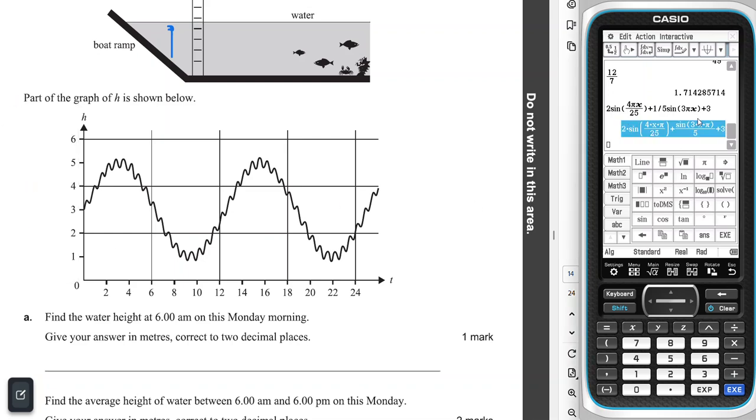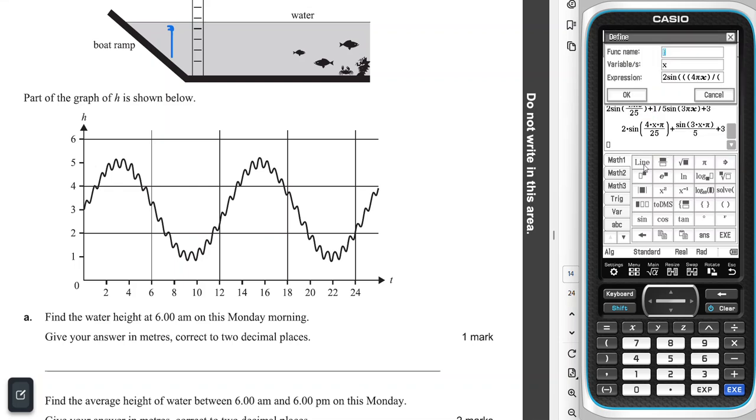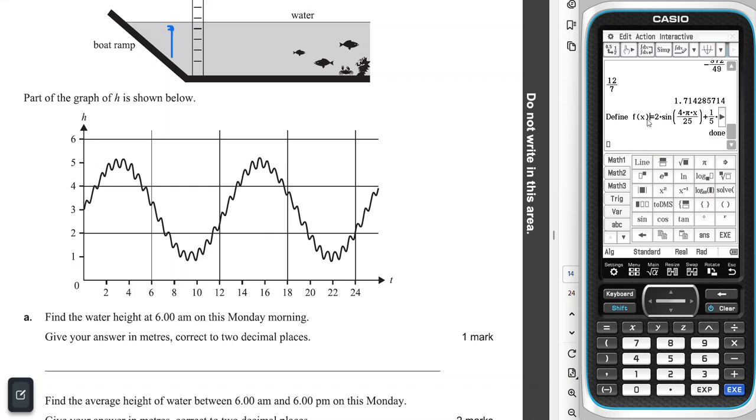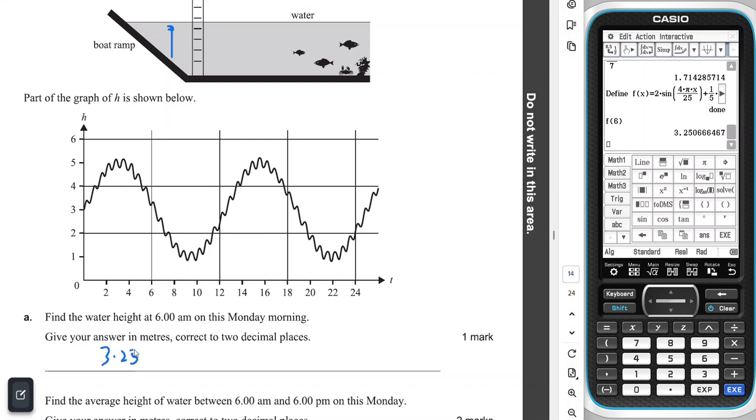So let's say we define this. At 6 a.m., that will be f of 6, and that will give me that answer, which will be 3.250666 or 3.25 metres. Okay, so that's A done.